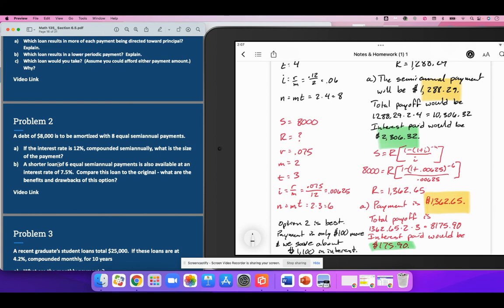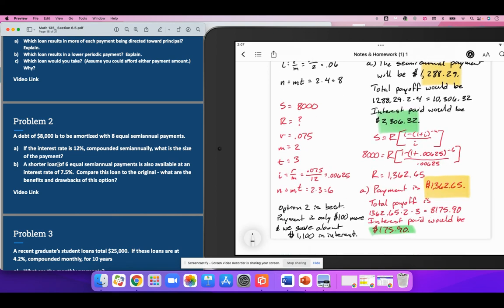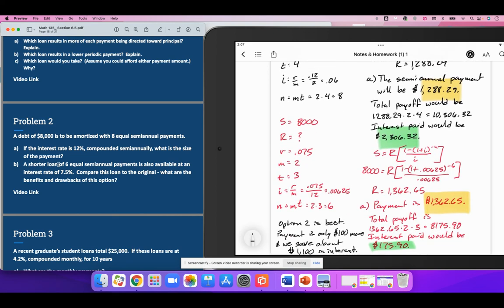Pretty awesome. I need to write smaller so that I quit running out of room at the bottom of my iPad. I will try to do better from here on.